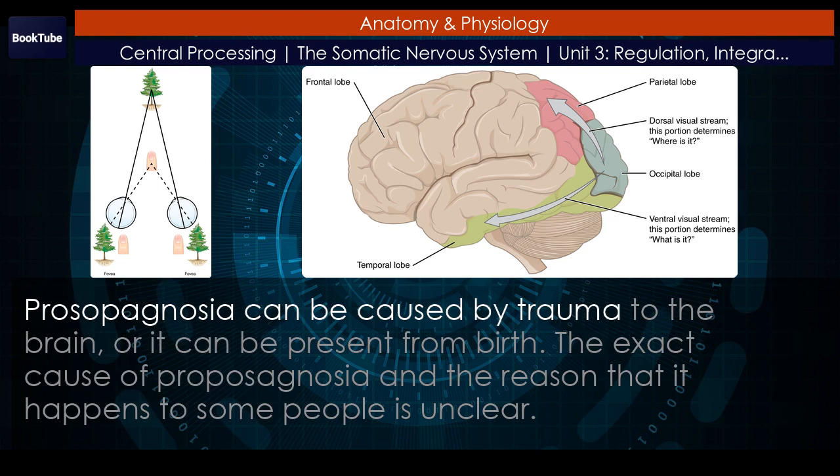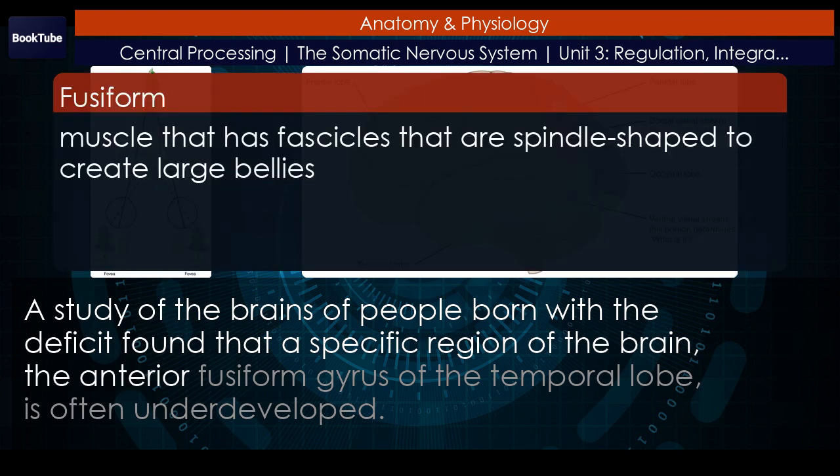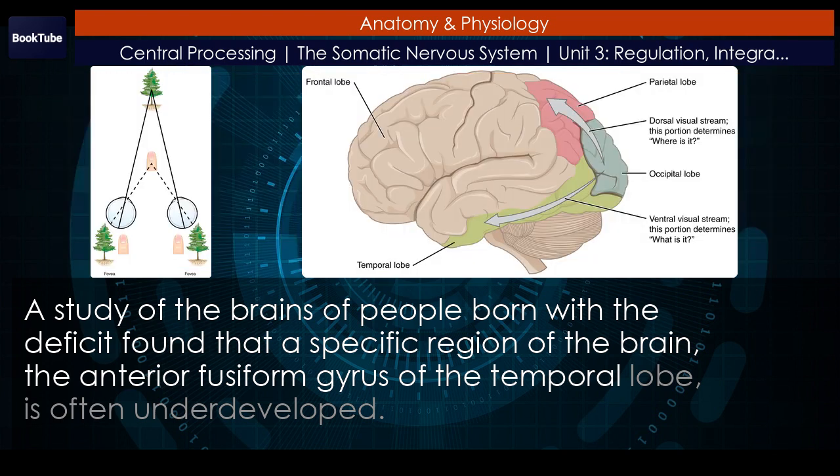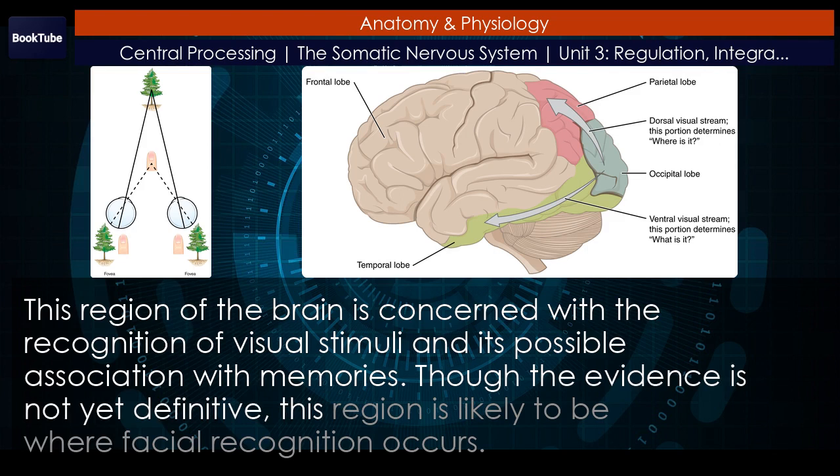Prosopagnosia can be caused by trauma to the brain, or it can be present from birth. The exact cause of prosopagnosia and the reason that it happens to some people is unclear. A study of the brains of people born with the deficit found that a specific region of the brain, the anterior fusiform gyrus of the temporal lobe, is often underdeveloped. This region of the brain is concerned with the recognition of visual stimuli and its possible association with memories. Though the evidence is not yet definitive, this region is likely to be where facial recognition occurs.